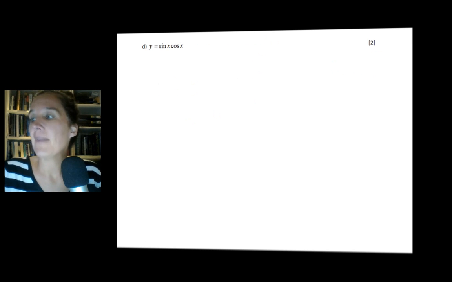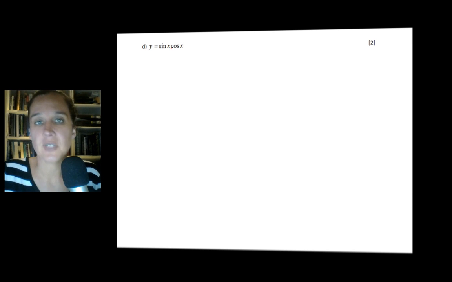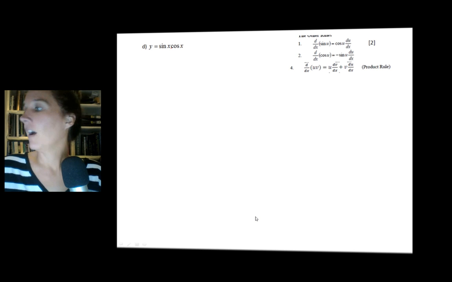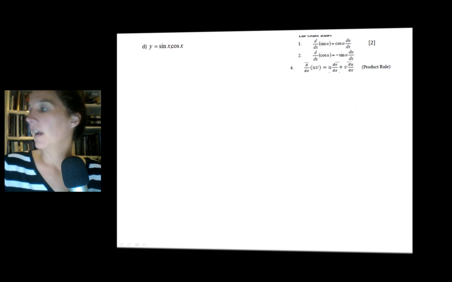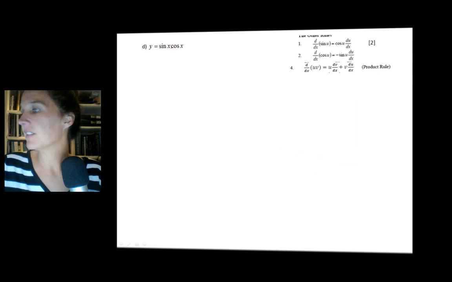Okay, so looking at part D, we've got sine of x multiplied by cosine of x here. So it's going to bring together differentiating our trigonometric functions as well as our product rule. Okay, so continuing on from here, we've got our sine of x times the cosine of x. So we've got u times dv on dx. So our u and our v.